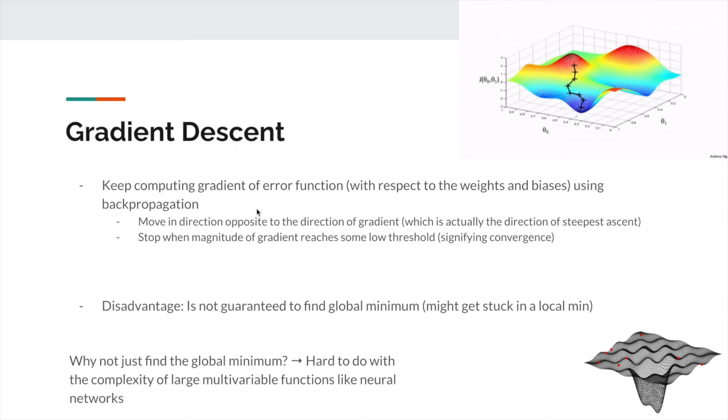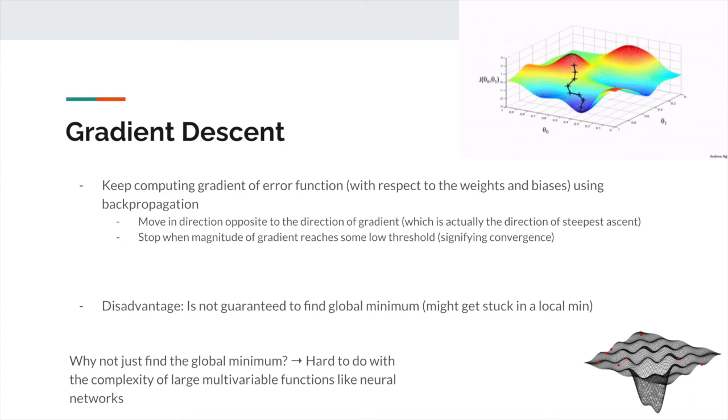Okay, so now that we know about gradients, we can specify what gradient descent is, which is the main learning algorithm that we train neural networks with, or at least the most basic one, and there are variations of it. So what we do is we keep computing the gradient of our error function with respect to the weights and biases, which are the parameters of our neural network, right?